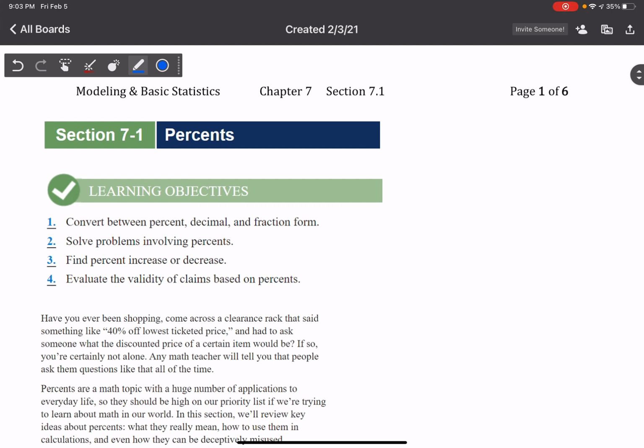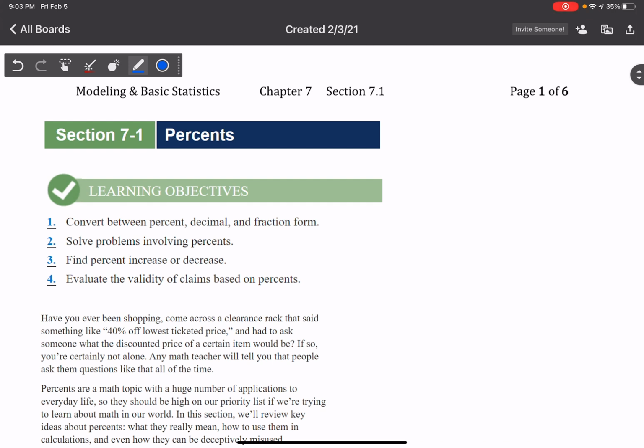I like this chapter or this section because it really does pertain to our everyday lives. We deal with percents every day, whether we know it or not, especially when we're shopping. So we'll see a couple of examples like that. So let's go ahead and get started.